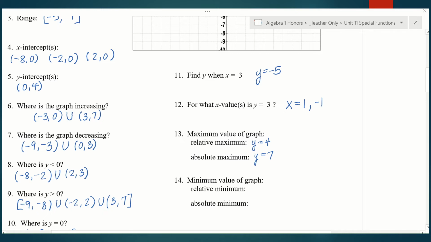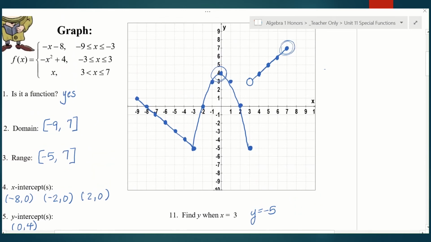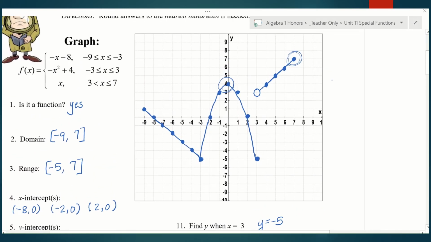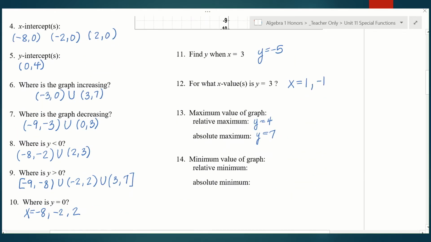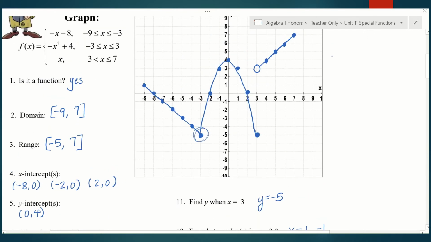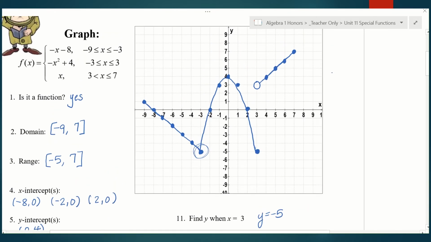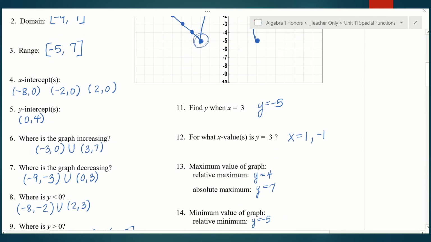Okay, we need a relative minimum and an absolute minimum. Okay, so a relative minimum, again, we're kind of looking for a turning point, so it would be this point here, and that would be y is equal to -5. And an absolute minimum means what's the absolute lowest our graph goes, which is also -5.